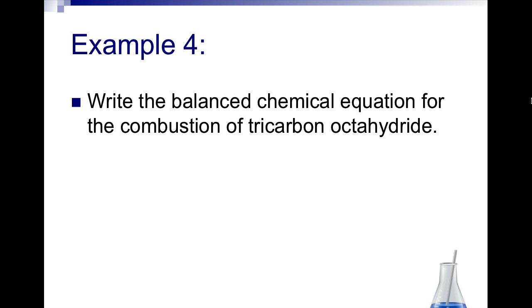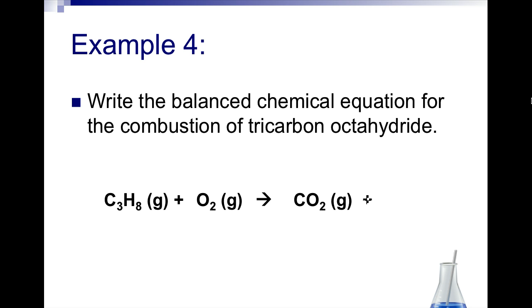So write the balanced chemical equation for the combustion of tricarbon octahydride. So here's tricarbon octahydride. It'll react with oxygen because you need oxygen for a fire. This will break down to give me carbon dioxide and water. Now, when it comes to balancing combustion reactions, these tend to be the most difficult only because we have oxygen occurring both here as 1 with the water molecule, but 2 here in the carbon dioxide molecule.